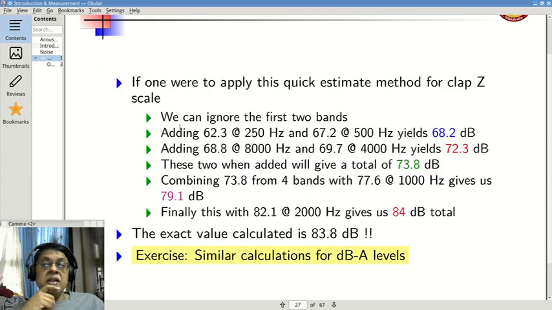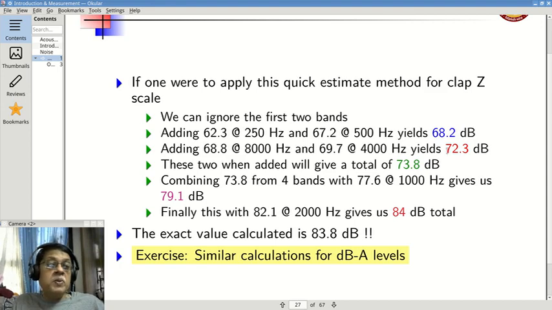Whatever I have explained in the video, here you have on a slide. We ignore the first two bands because they are well below the other bands, so they won't create anything. The beauty of it is, even though there is some noise in those bands, they don't make any impact on what you hear finally. So adding 62 and 67, we saw that you got 68.